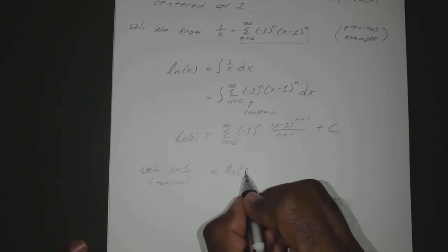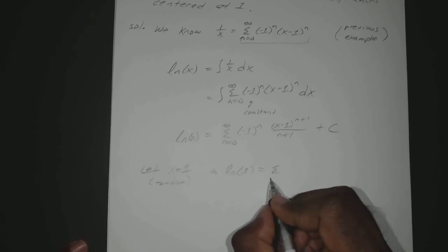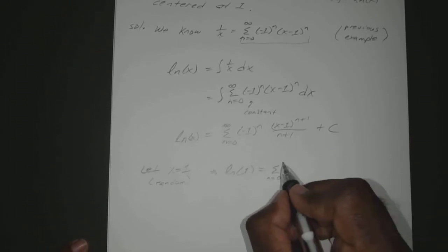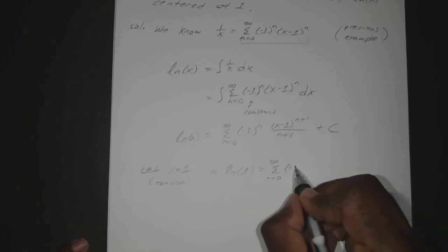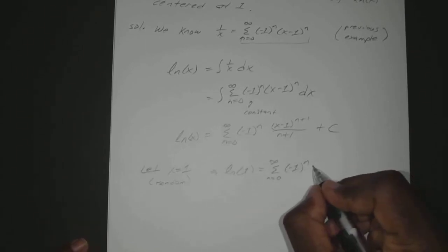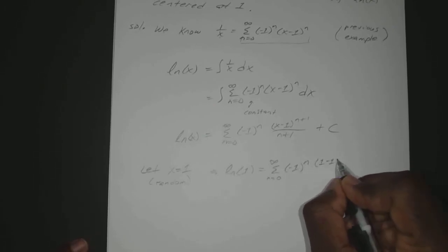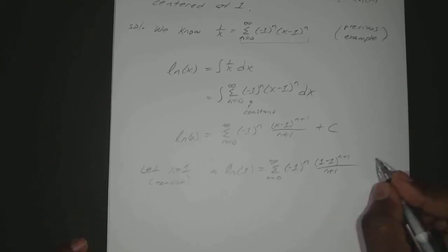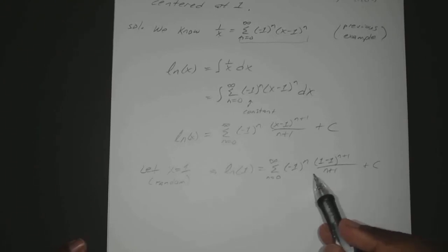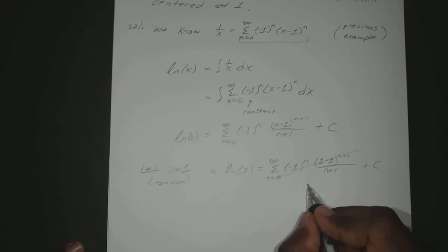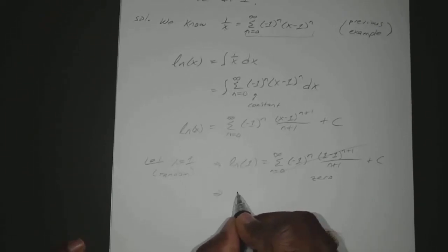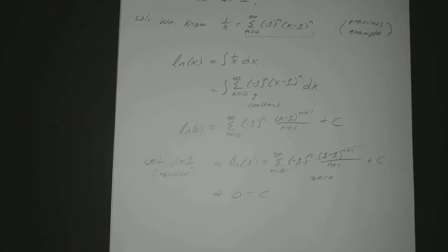Okay, so if x is equal to 1, that means that the natural log of 1 is equal to the sum from n equals 0 to infinity of -1 to the nth power times 1 minus 1 to the n plus 1, which automatically becomes 0, which is why I picked 1, plus c. Okay. So this just becomes 0. And natural log of 1 is 0. So c is equal to 0.